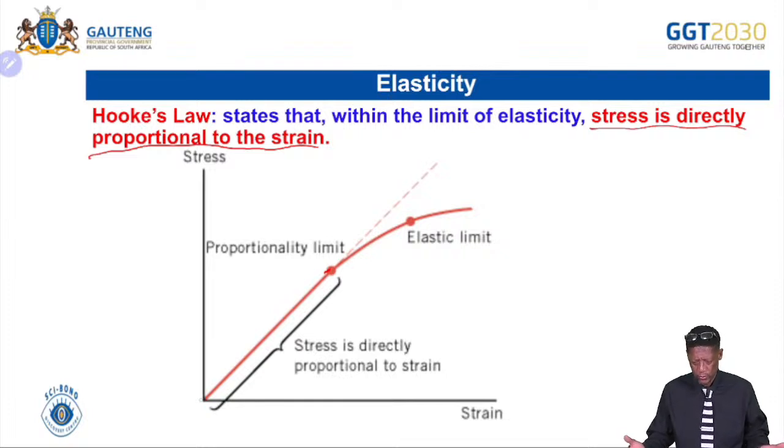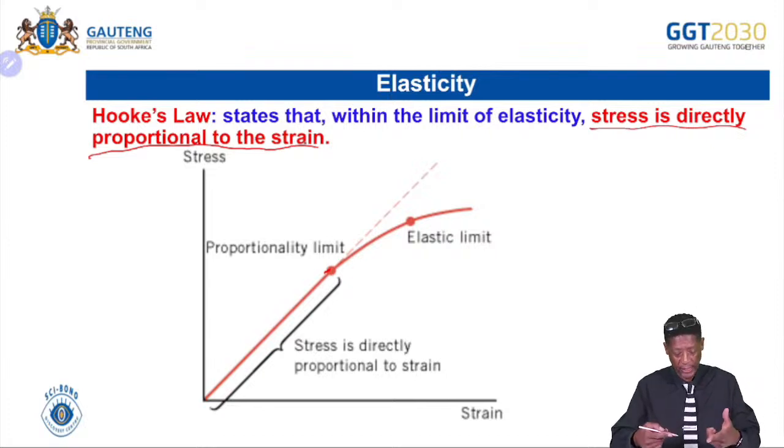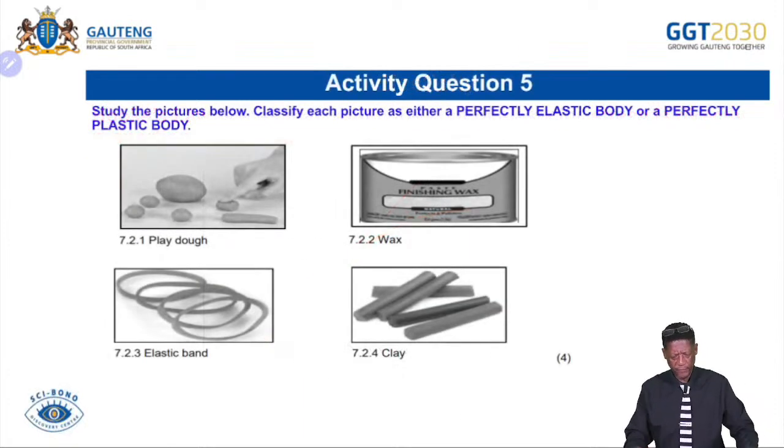Hooke's law says that when you bend, the stress must be directly proportional to the strain. That is Hooke's law, and you can show it with a graph. Remember, we said interpretation of a graph is very important. You must know how to interpret a graph, right? So here's the activity that I want us to do very quickly. It only takes a second.